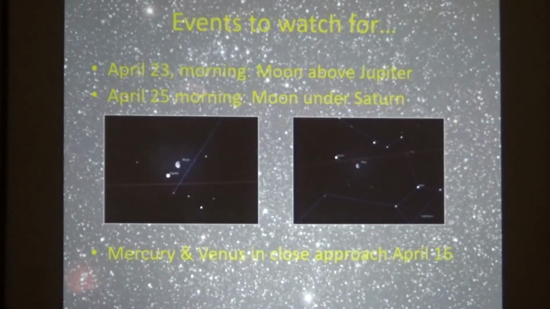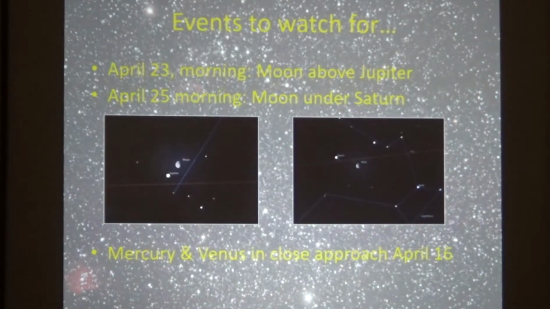We haven't got too much to watch for. April 23rd in the morning, the moon is above Jupiter. You can see that image in the left-hand side there. So it'll be a bright planet close to the gibbous moon. And then when you get to the 25th in the morning, the moon's just under Saturn. So Jupiter and Saturn are 2 days movement of the moon apart.